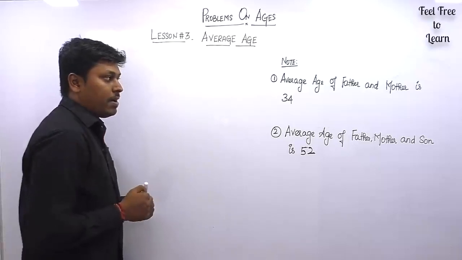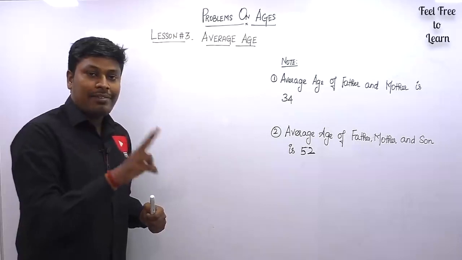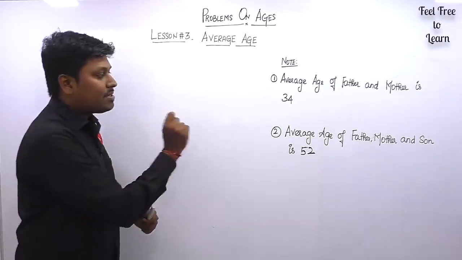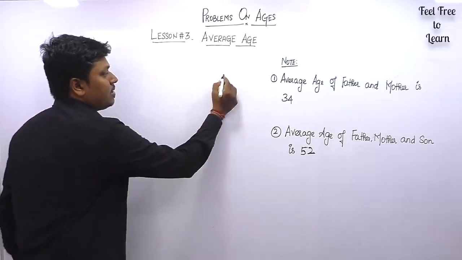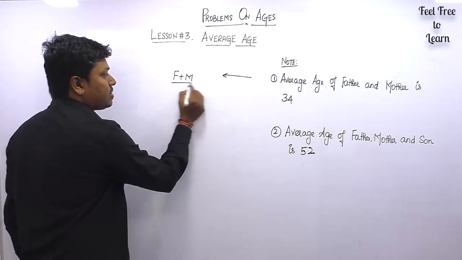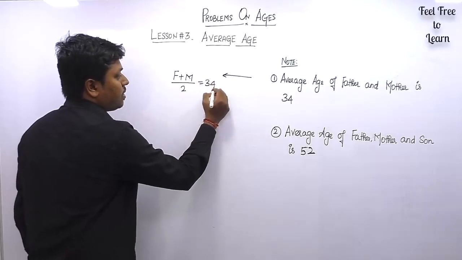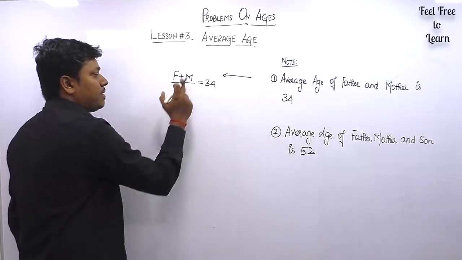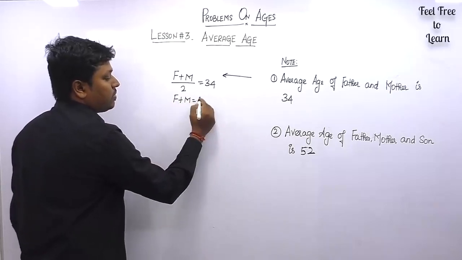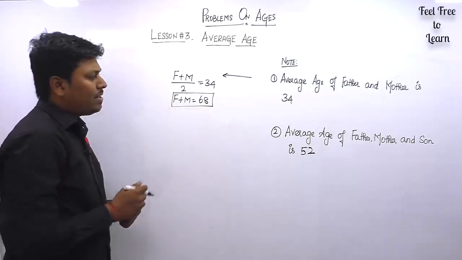Note number 1: the average age of father and mother is 34. What is the meaning of it? The average age of 2 persons, one is father and the second person is mother, is 34. So this can be written as sum of observations, father and mother, divided by the total number of observations, there are 2 persons, so divided by 2 is equal to 34. So we can say that father and mother, 34 into 2 will be 68. So the sum of their ages will be 68. It's just a basic.